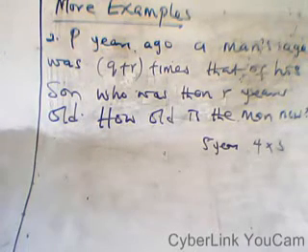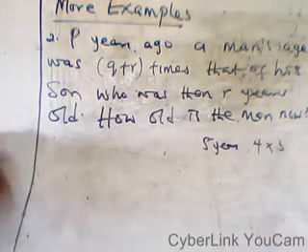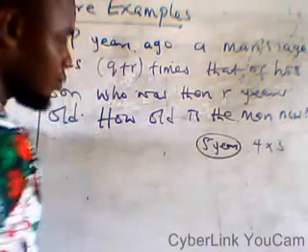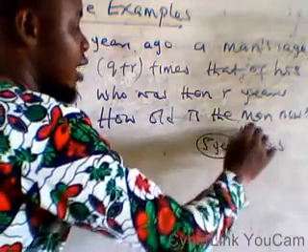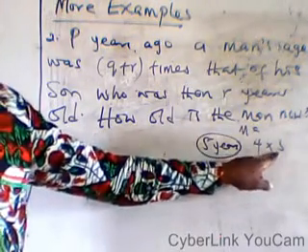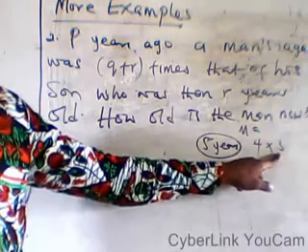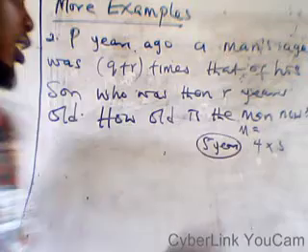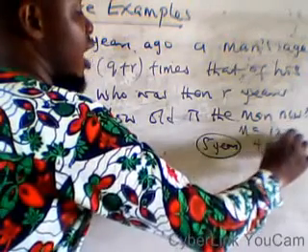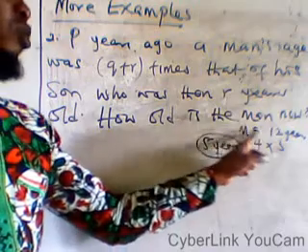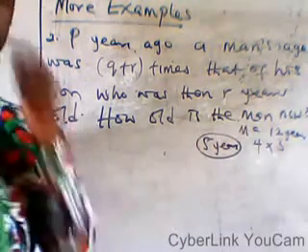Look at that. The question asks how old is the man now? Look at the question. 5 years ago, the man is 4 multiplied by the age of his son, who is 3 years old. That is, the man's age becomes 4 times 3, and that is 12 years. It means that 5 years ago, a man was 12 years old.